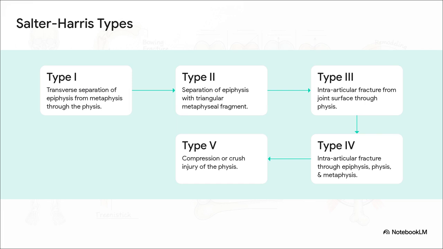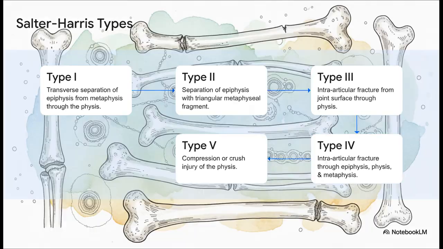And because this fracture doesn't mess with the reproductive layer of the physis, the prognosis for future growth is usually excellent. Next is type 2, and remember, this is by far the most common one. Here, the fracture line goes A for above the physis and exits out through the metaphysis. This creates that classic sign you've got to look for on an X-ray, a little triangular piece of the metaphysis called the Thurston-Holland fragment. If you see that fragment, you're looking at a type 2.